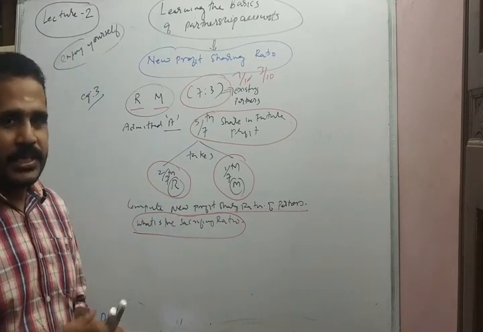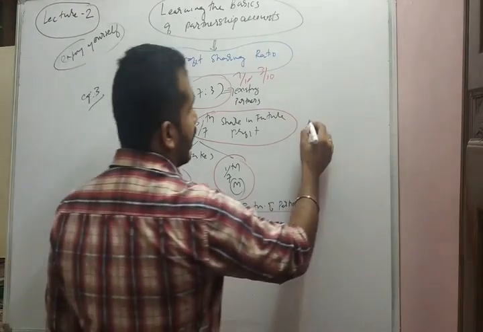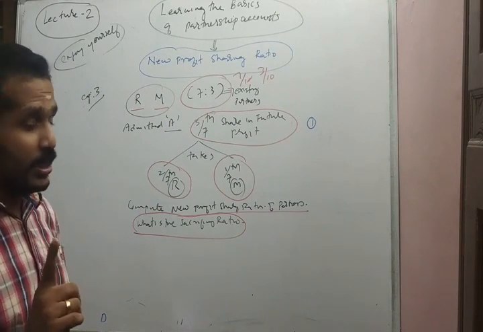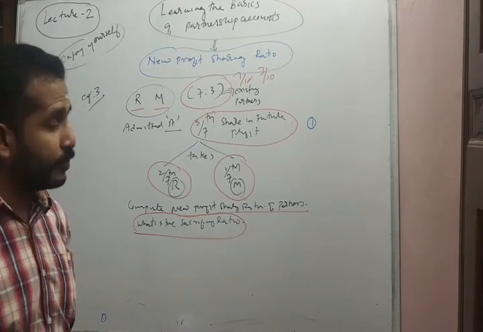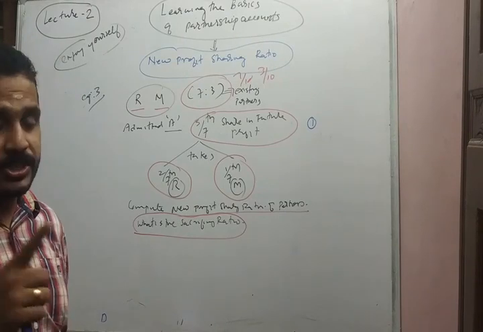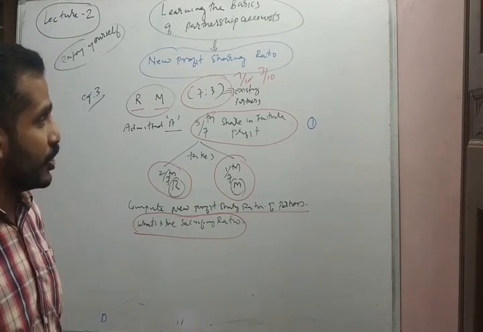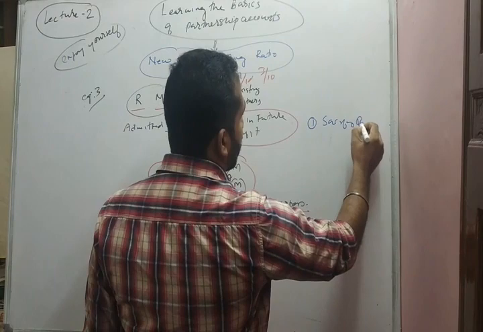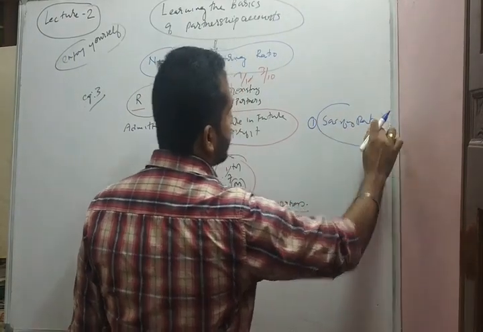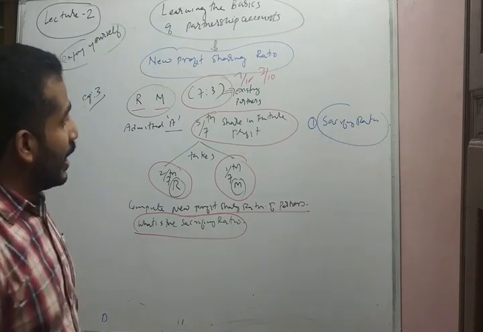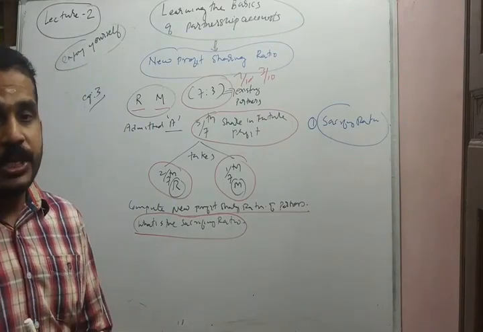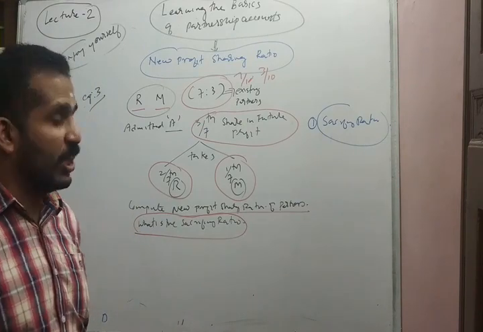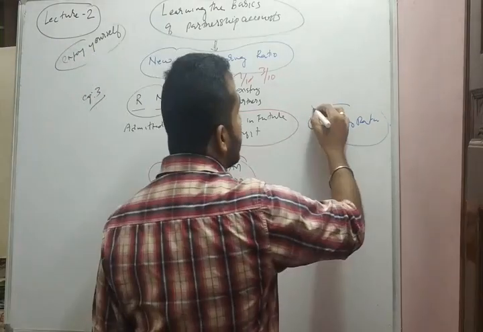In such a question, in the case of admission and computation of new profit sharing ratio, during the process of admission, the first point to be analyzed is the sacrificing ratio. I am repeating once again. Please, students, please note down. In the computation of new profit sharing ratio during the process of admission, the first point to be computed, the first point to be analyzed is the sacrificing ratio.